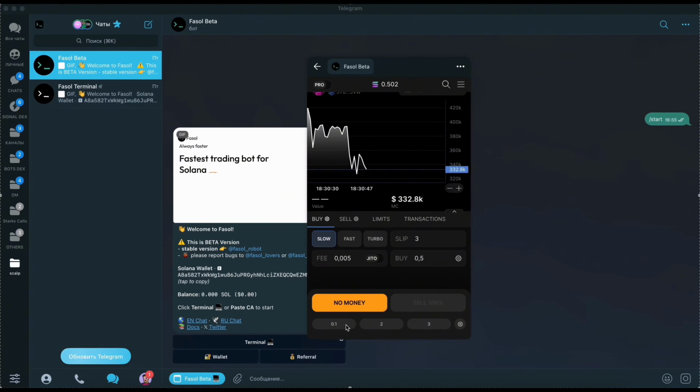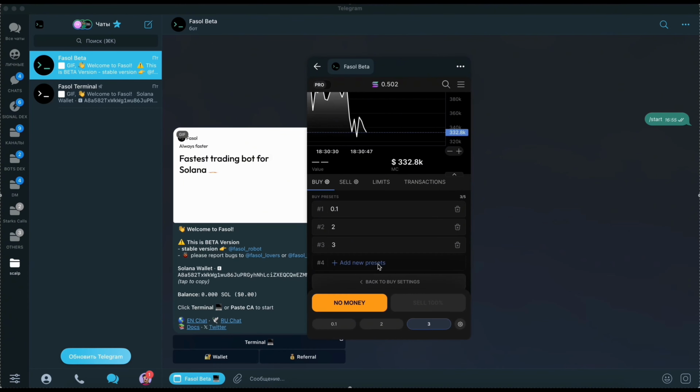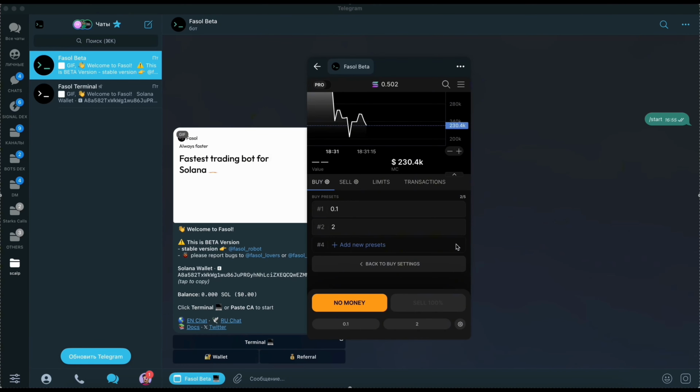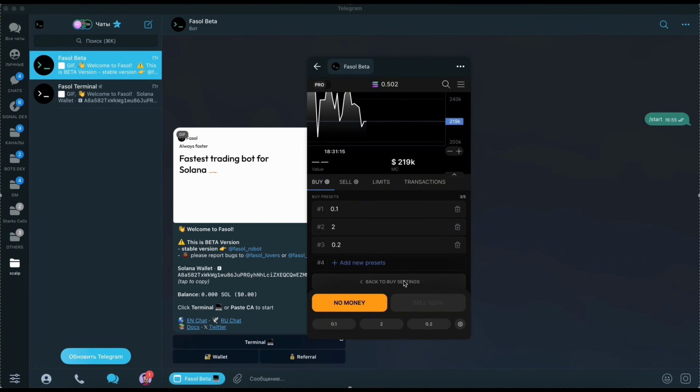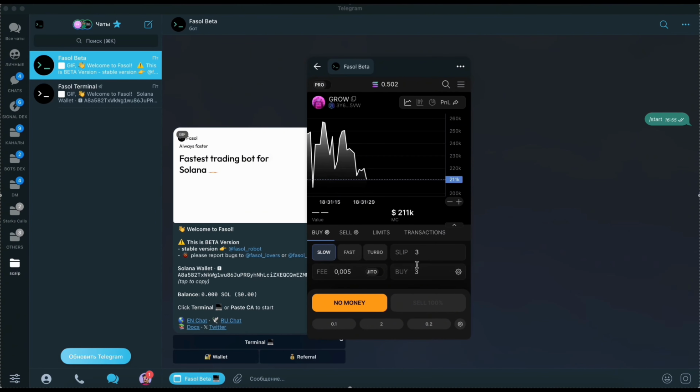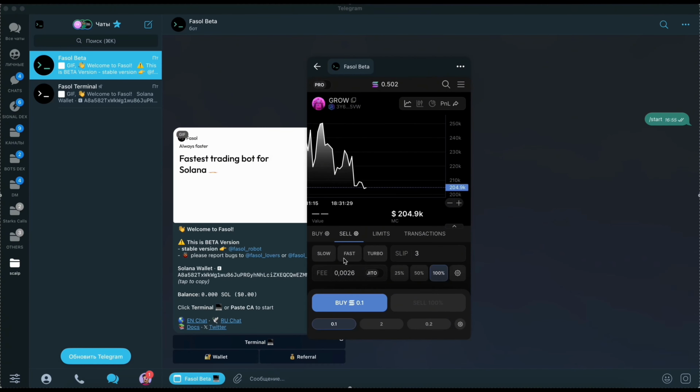Less will not be particularly profitable, and transactions will constantly fail due to small commissions. You can either manually set the purchase amount yourself, which is more convenient for you, or here there are buttons that you can configure through this section. Here you can either add the amount you need or delete it. For example, this does not suit us, we delete it, we want to add it, we create an additional one, and that's it. We go back and then it's convenient to switch here.